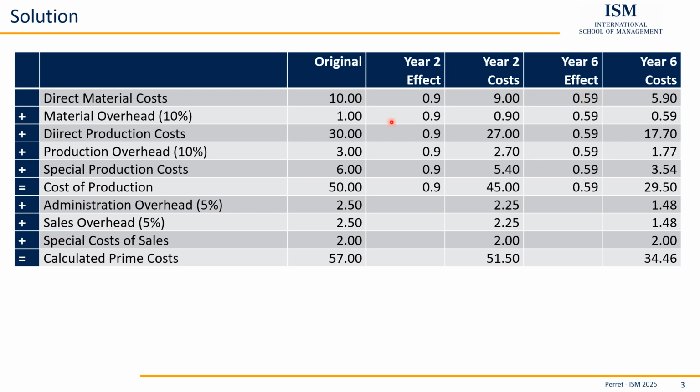Again, multiply all the values in the original up to the cost of production with this multiplier, giving us these values. Then recalculate overheads and copy the special costs of sale, which remain the same. Then I add these 3 overheads and sales costs to the cost of production, giving me my new calculated prime costs. That then was already the second part of this exercise. The first one we already talked about. So per year we have our production cost drop by 10%.